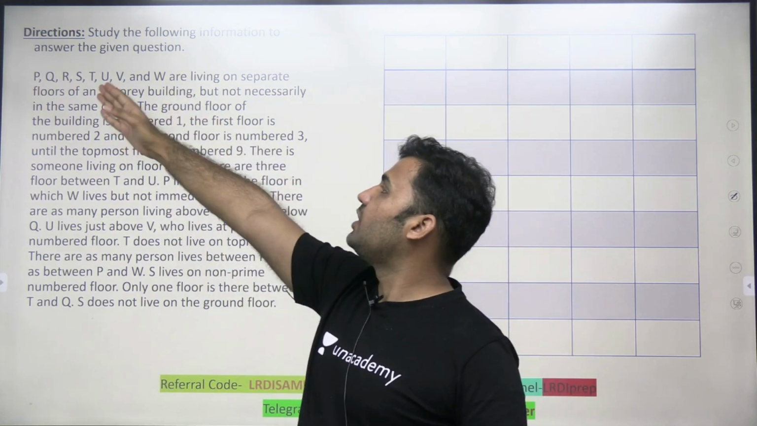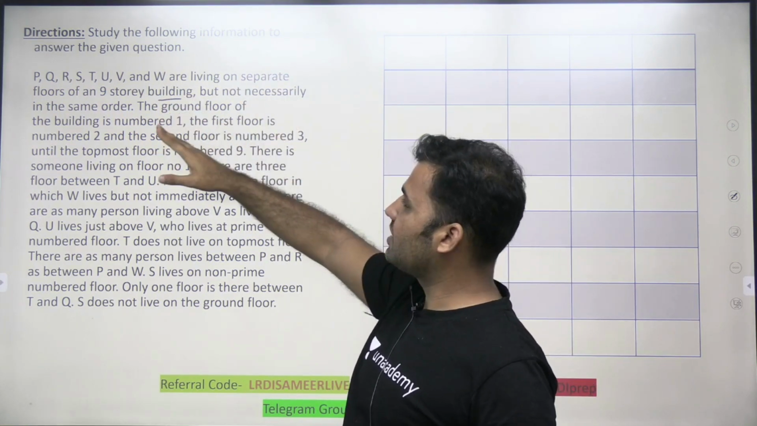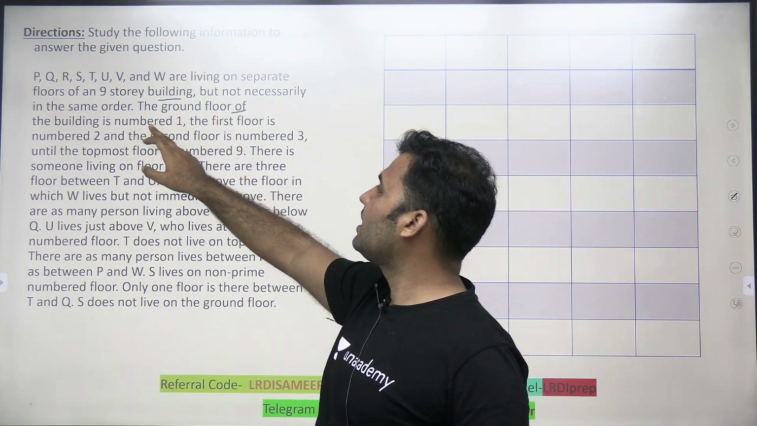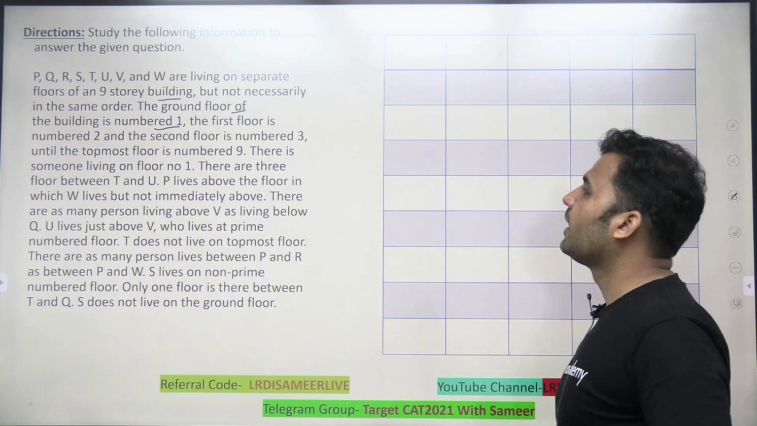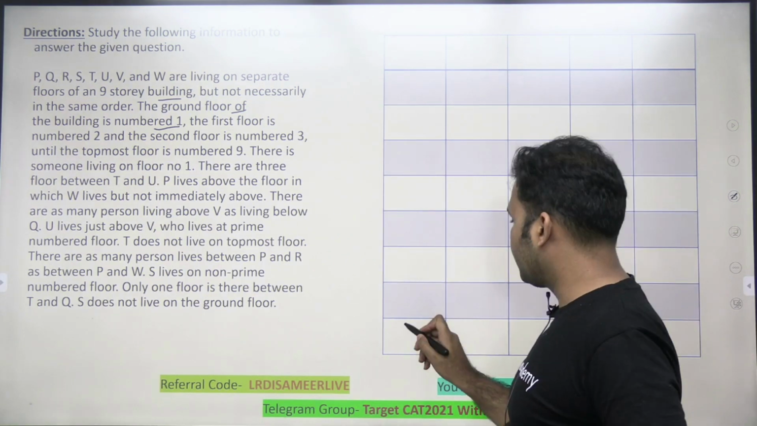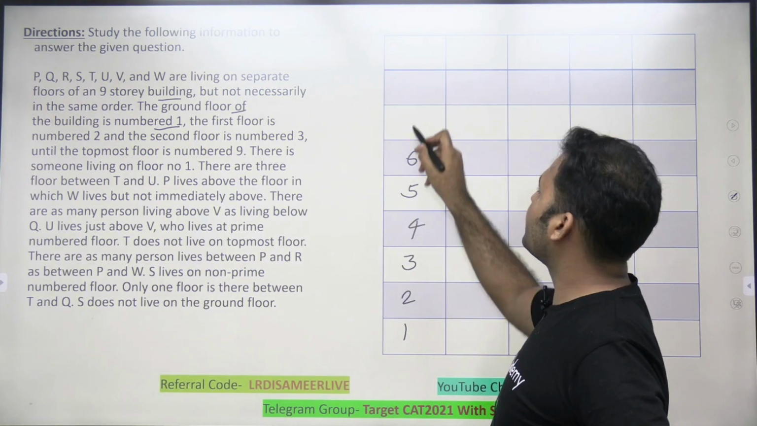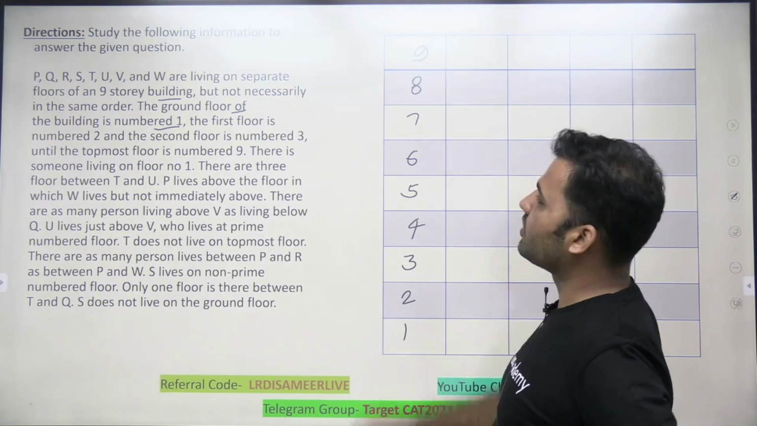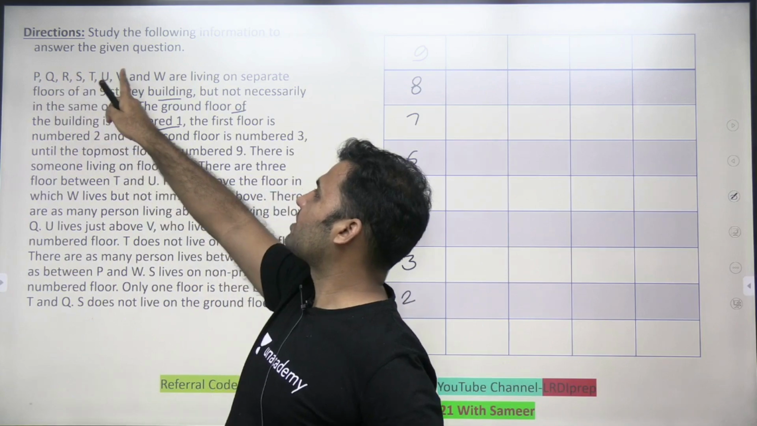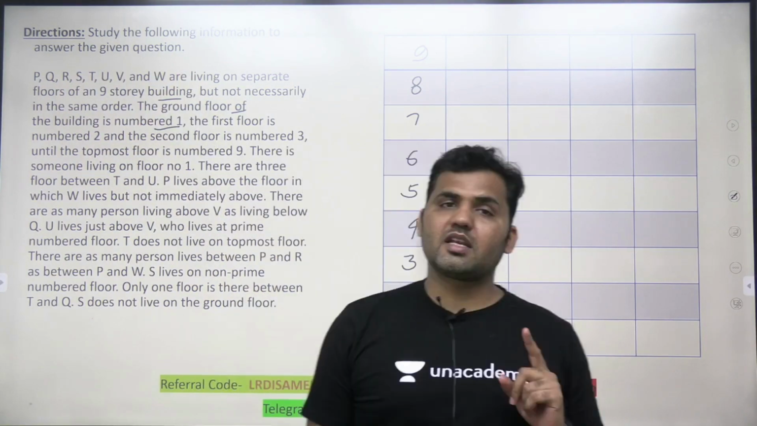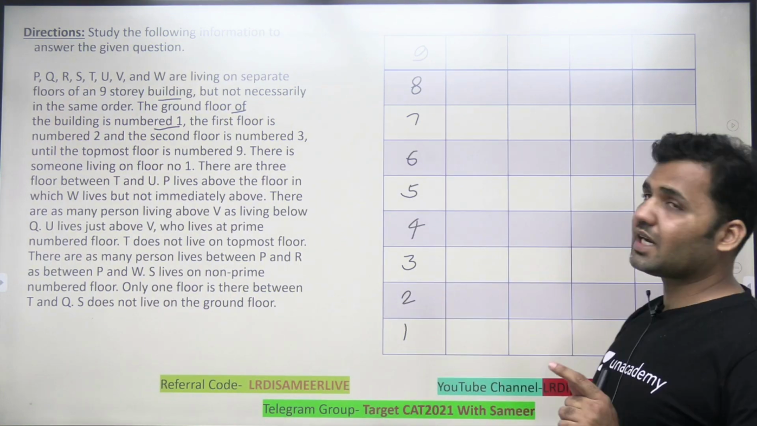What do we have here? P, Q, R, S, T, U, V, and W are living on separate floors of a 9-story building, but not necessarily in the same order. The ground floor of the building is number 1, the first floor is number 2, the second floor is number 3, and so on. So we have a total of 9 floors, right? Floor number 1, 2, 3, 4, 5, 6, 7, 8, and 9. And the number of people, if you count, are 8: 1, 2, 3, 4, 5, 6, 7, and 8. The number of people is 8, but floors are 9. So that means one floor will be vacant.